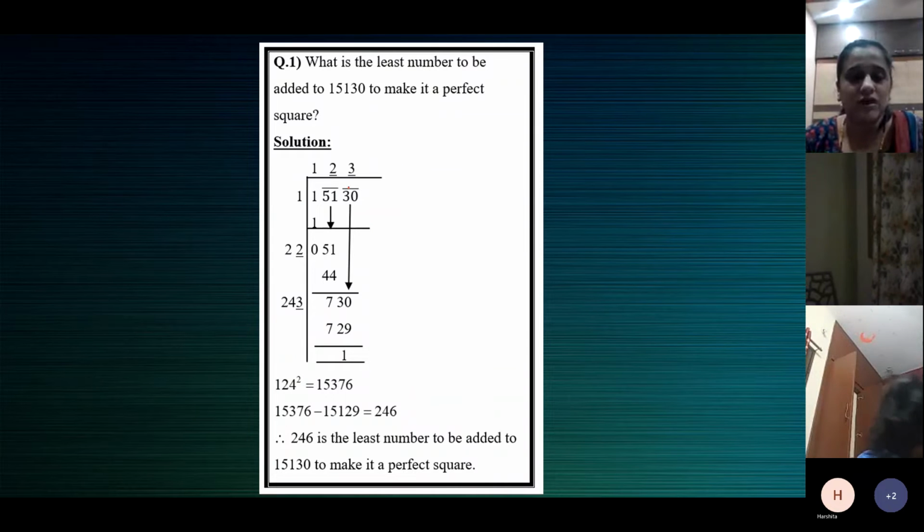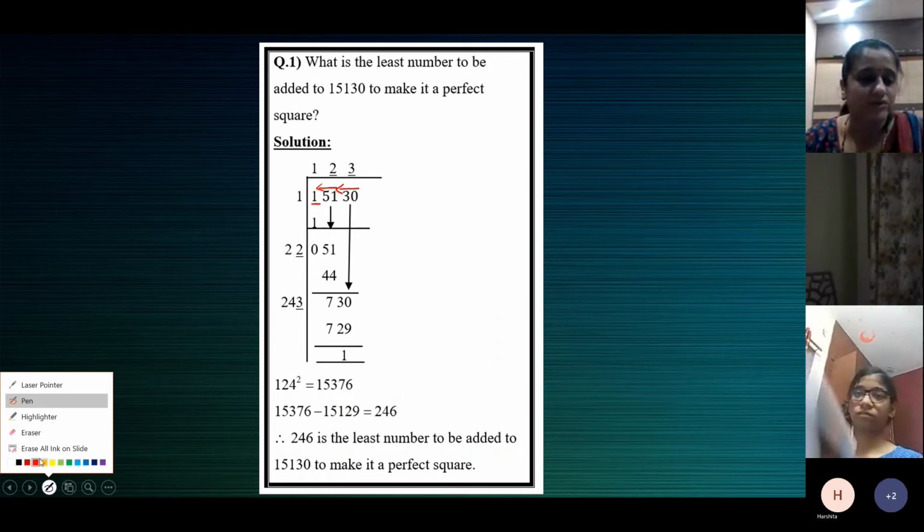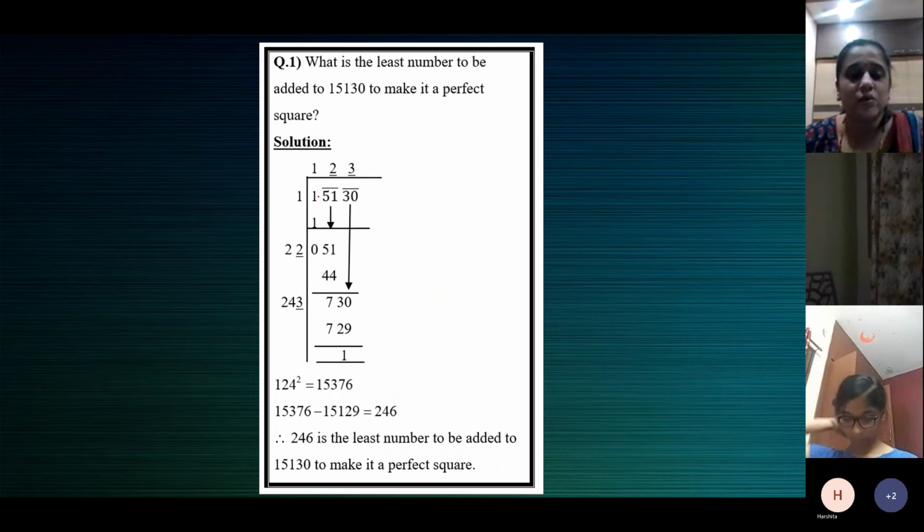So you can see here, you'll have to first group the digits. 3, 0 makes a pair. 5, 1 makes a pair. 1 stands alone. From right to left, you'll have to pair backwards. So then 1 stands alone.